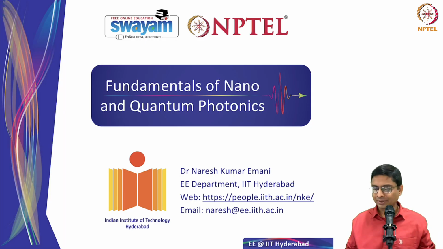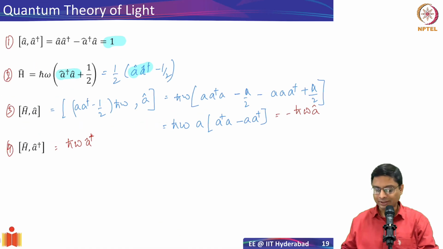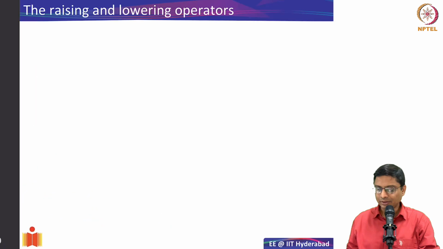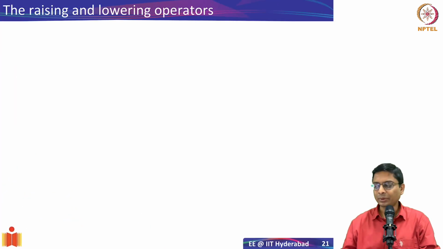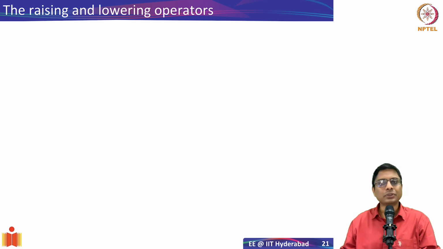Hello everyone, welcome back. So in the last lecture we introduced the basic operators A and A dagger, and we said that we have a commutation relation between them. The commutator bracket of A and A dagger is 1. Similarly, we derived some relations, right? So in this lecture we'll try to understand the physical meaning of these operators, and how they can be used to derive the eigenvalues of a quantum harmonic oscillator.